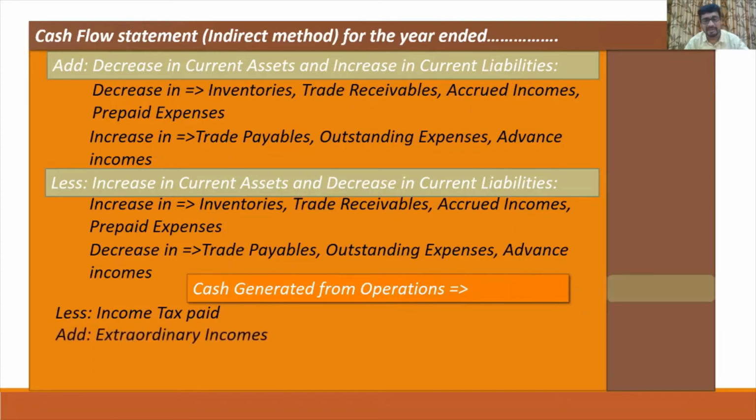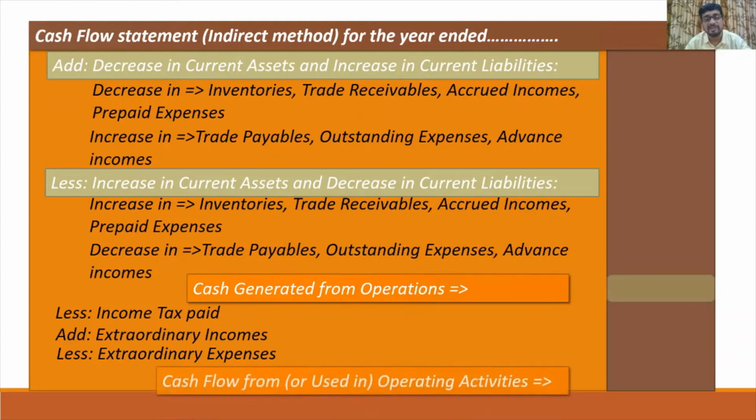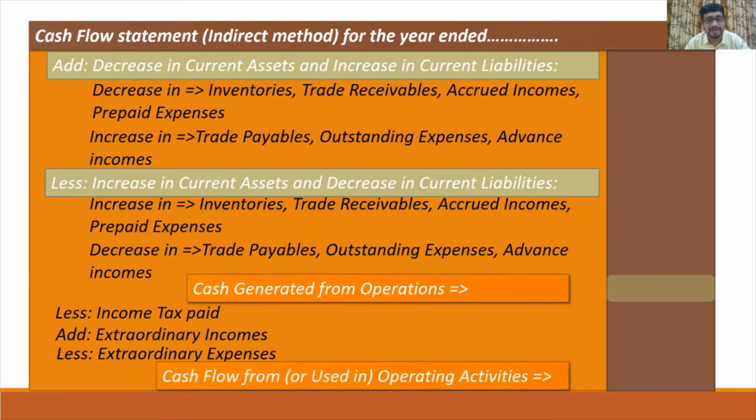Okay, and then extraordinary incomes which were subtracted earlier, now they are to be added back to remove the effect, and extraordinary expenses which were added earlier, now they are to be subtracted to remove the effect. Children, you will get cash flow from operating activities. That's it. It's very simple. You need to simply follow these points which I have given. You can solve any question of cash flow statement.